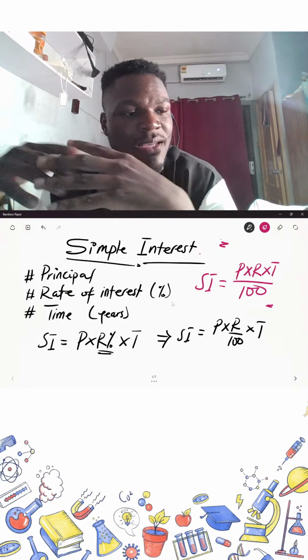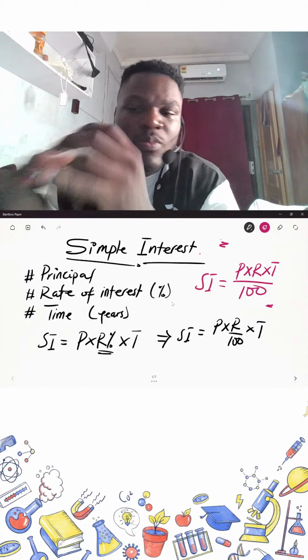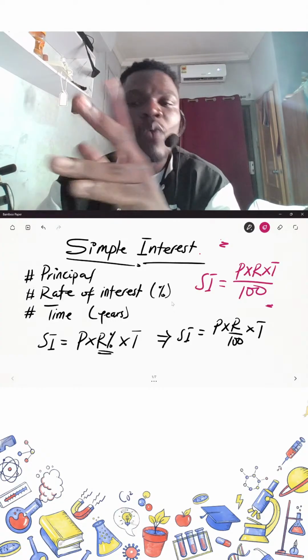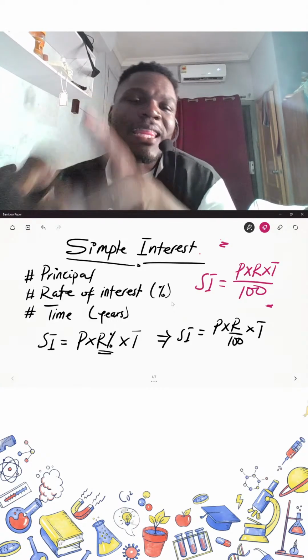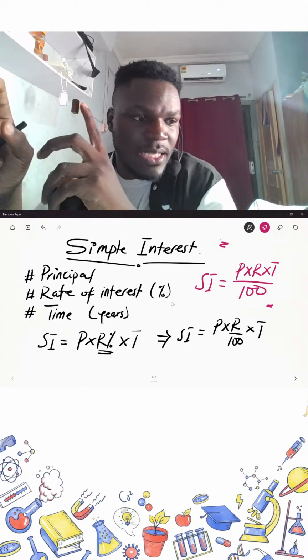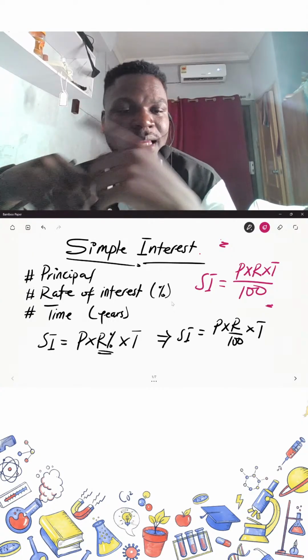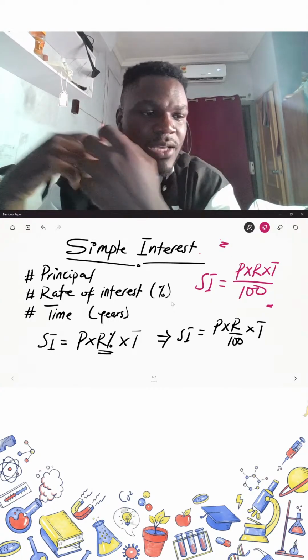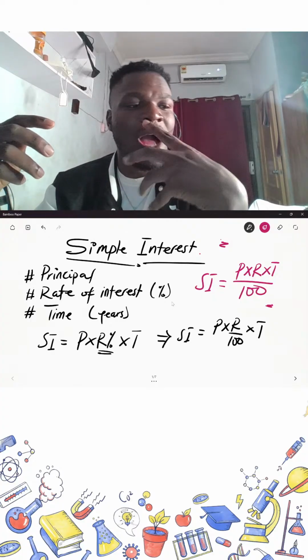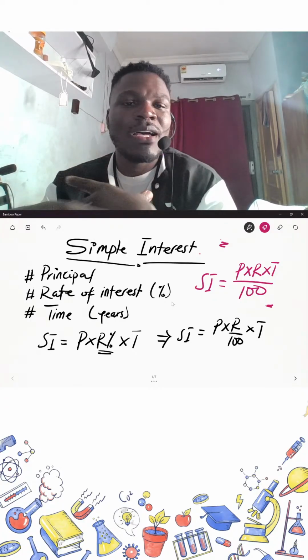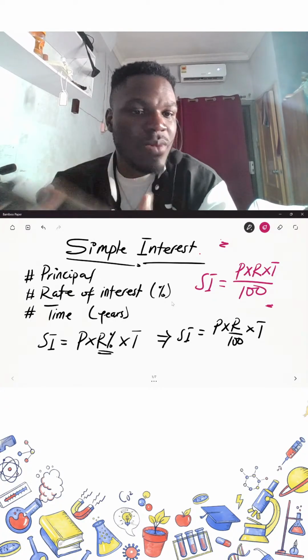If the question demands that we find the rate, it means that we'll be given the time, the principal, and the interest, and then we would have to find the rate. Are we okay? The same way we can be given the interest, the rate, and the time, and they will ask that we find the principal. So the question can come in dynamic ways.